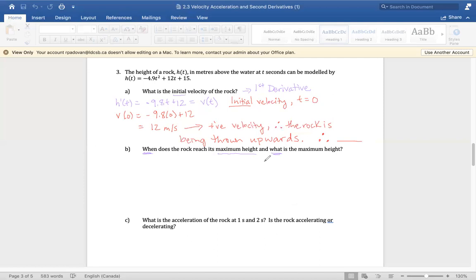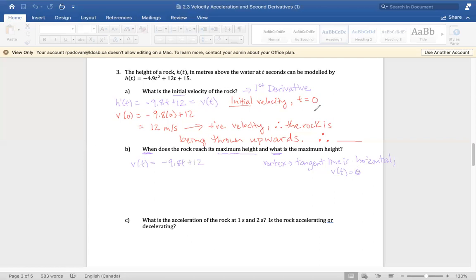So at the vertex, I kind of explained that to you in the last video, the tangent line is horizontal. So if your tangent line is horizontal, then you are not moving at that point, right? Then your velocity is 0. So if your velocity is 0, we're talking about your first derivative. So why don't we write that out again? My velocity function is negative 9.8 t plus 12.